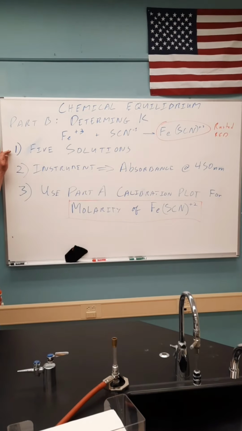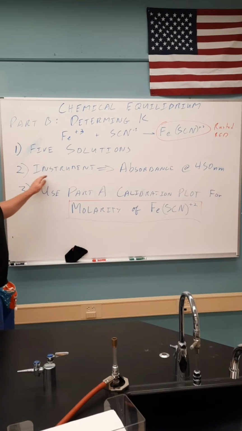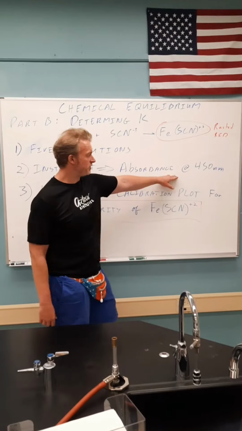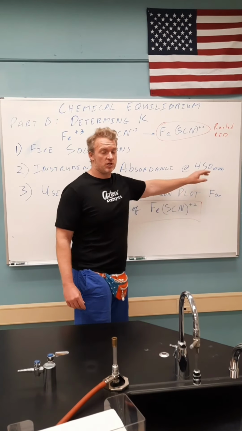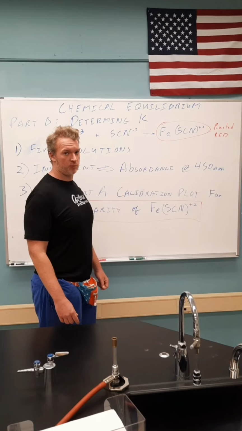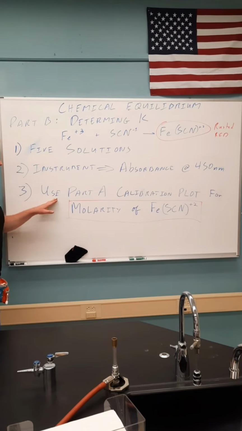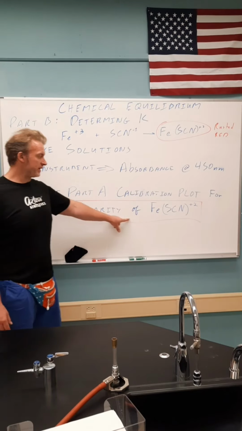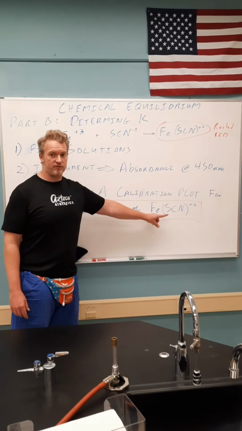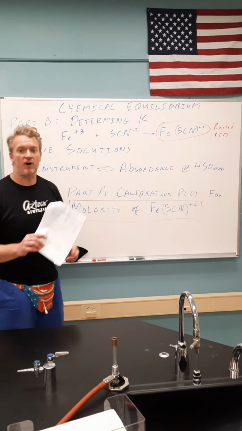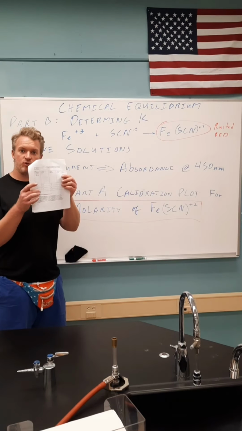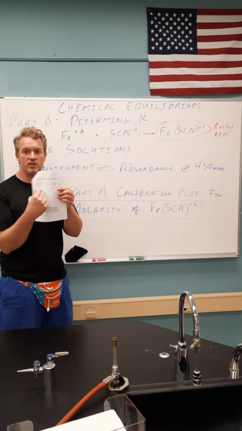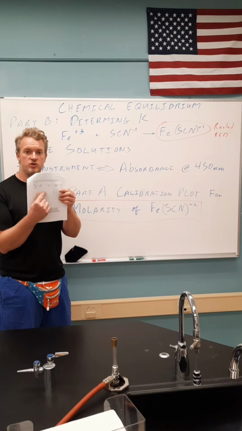You are going to create 5 solutions. You are going to use the spectrophotometer instrument to measure the absorbance of those 5 solutions at 450 nanometers, the same wavelength we use for our calibration plot. And then using your calibration plot from Part A, you'll determine the molarity of the iron thiocyanate from the 5 solutions you made. The 5 solutions are described with their volumes. Now the molarities listed here, make sure that the ones on the bottles are the molarities you use.